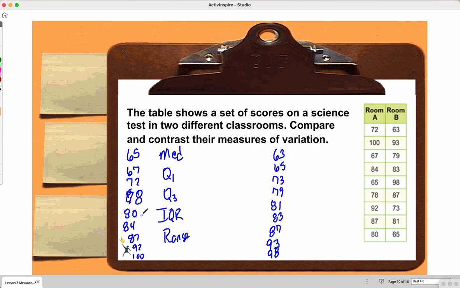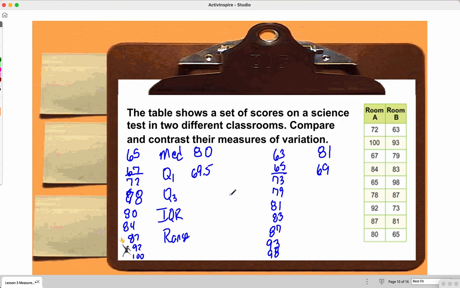So the middle number right here is 80. Our middle number over here is 81. So one thing we notice if we contrast it, Class B has a slightly higher center point, median, by 1 point. Q1 in this case is going to be right here, halfway between 67 and 72, and that's 69.5. Over here, it's halfway between 65 and 73, which is 69. Okay, so Class A has a slightly higher quartile. The lower 25th percentile is slightly higher in Class A.